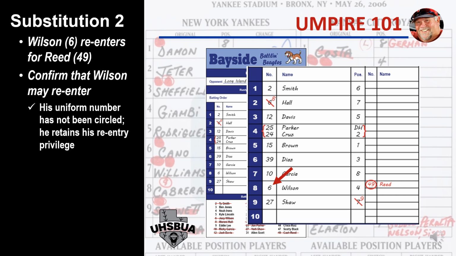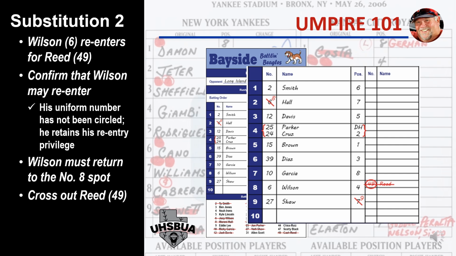We also need to make sure that any returning starter goes back into the same spot in the batting order. So if number 49, Reed, replaced number 6, Wilson, in the 8th spot of the lineup, Wilson may re-enter only in that same spot. To show the substitution, we cross out number 49 Reed, which reflects that he has been removed. Next, we circle Wilson's uniform number to indicate that he has returned to the lineup.